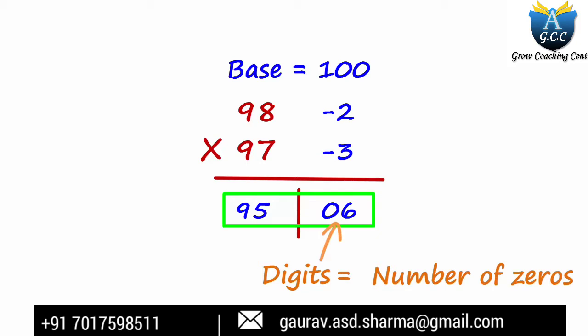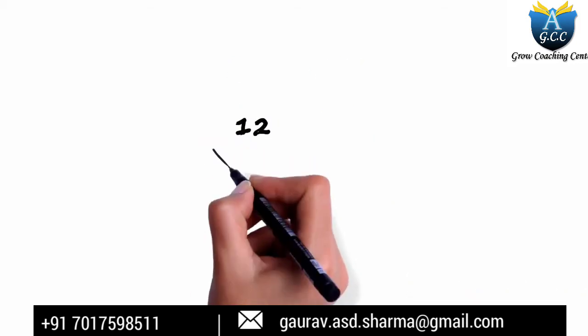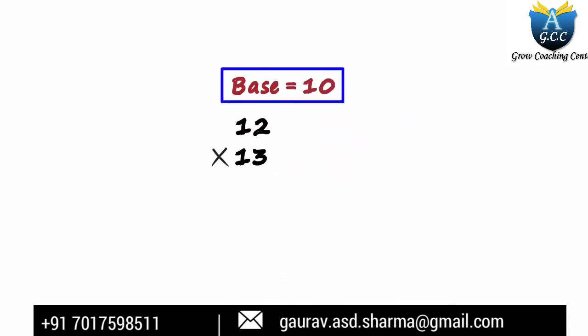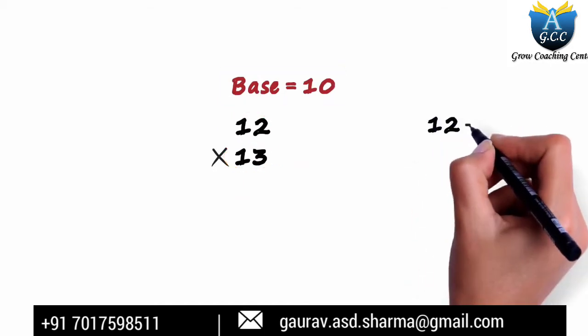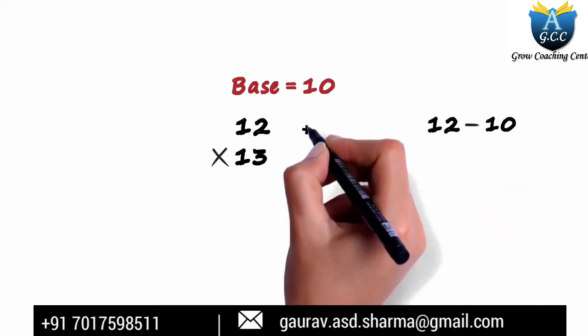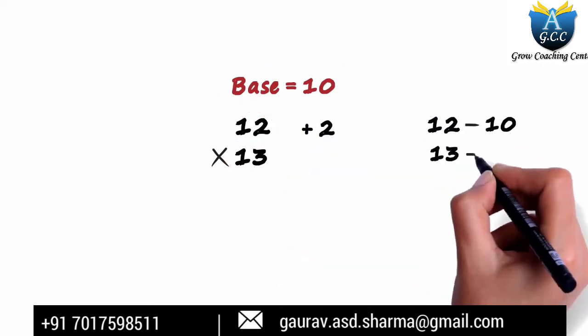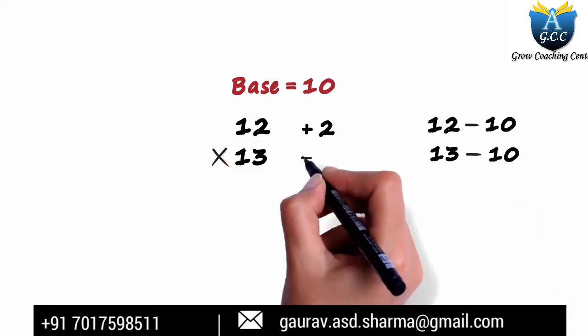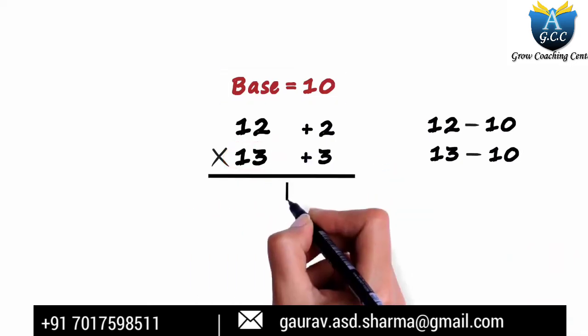But what if both the numbers were above the base? Let's say we have to multiply 12 with 13. As both the numbers are close to 10, let's consider 10 as the base. Once we find the base, we need to find the deviations of the numbers from the base. 12 minus 10 will give us the deviation of this number from the base. That will be 2. And 13 minus 10 will give us the deviation of this number from the base. 3. And then we make the partition.